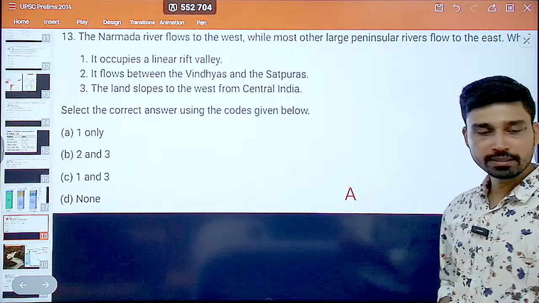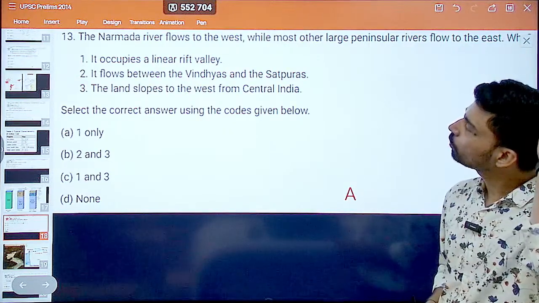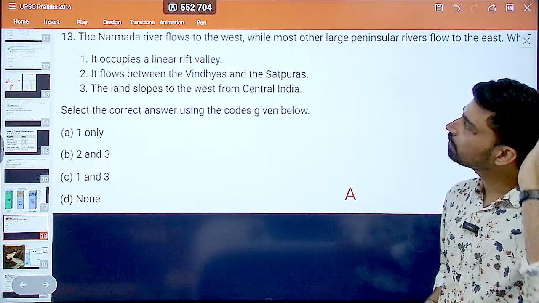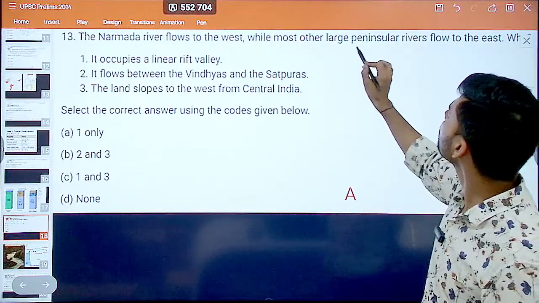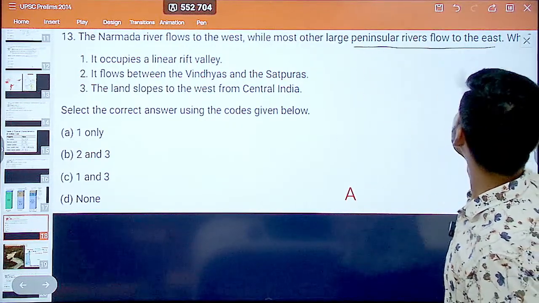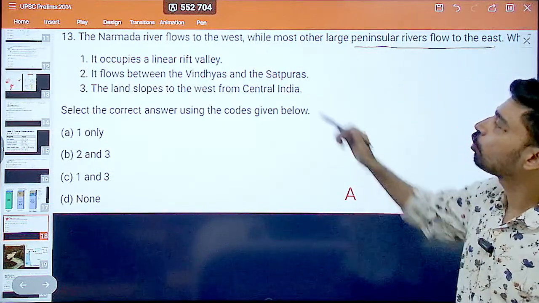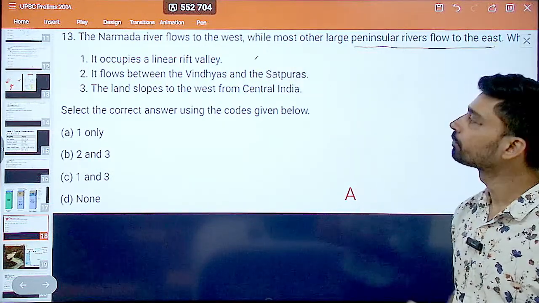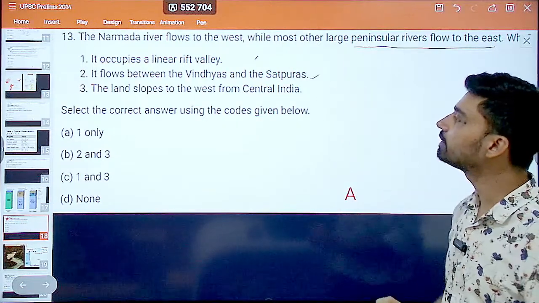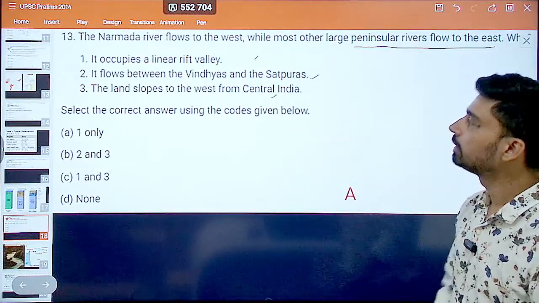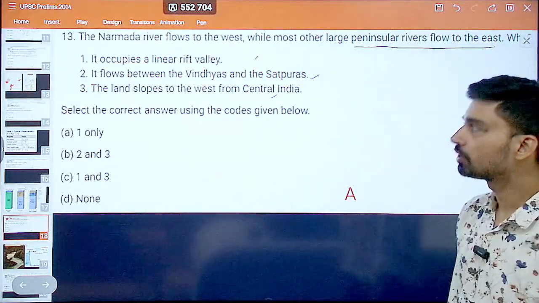The next question is related to the river system, and the question is being asked that Narmada river flows to the west while most other large peninsular rivers flow to the east. What is the reason behind that? First, it occupies a linear rift valley. Second, it flows between Vindhyas and Satpuras, and third, the land slopes to the west from the central India.